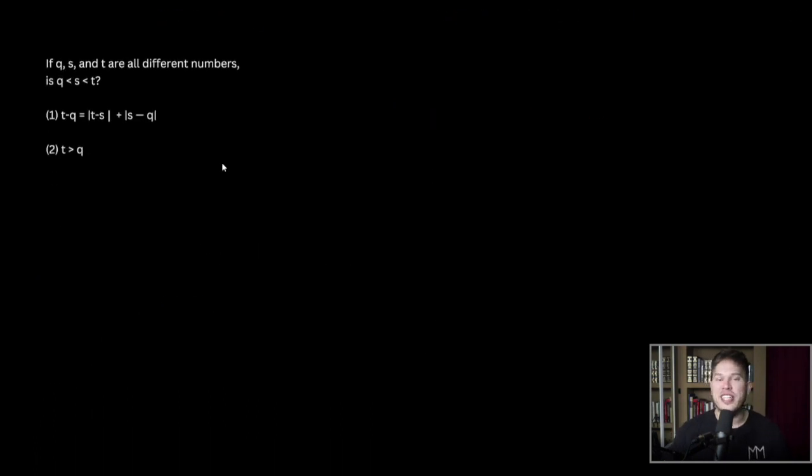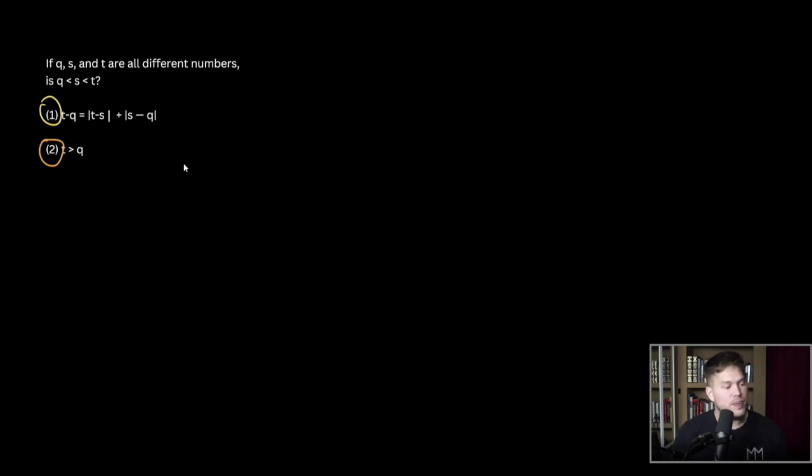If Q, S, and T are all different numbers, is Q less than S, which is less than T? So statement 1 looks a little complicated. Let's look at statement 2 first. Statement 2 just tells us that T is greater than Q. And that's fantastic. T needs to be greater than Q for our statement to be true. However, we don't know anything about S, so statement 2 is not going to be sufficient.